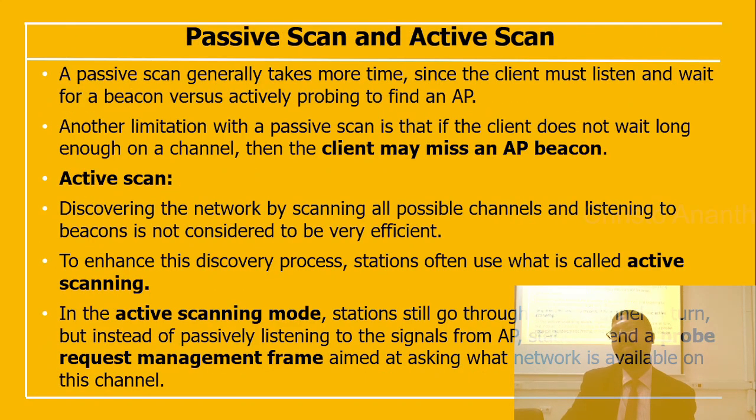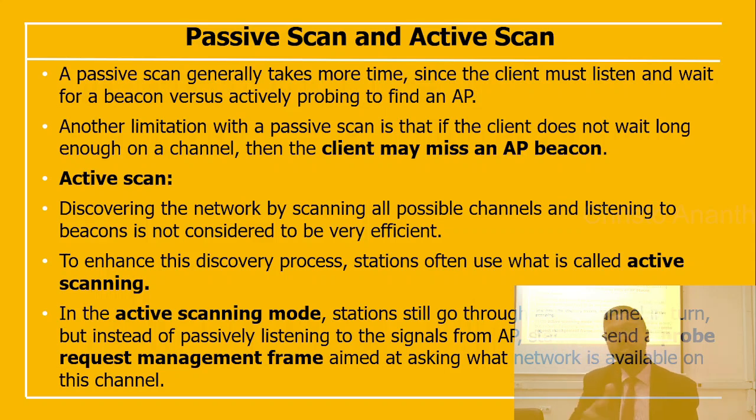Passive scanning generally takes more time because the client must listen and wait for the beacon, versus actively probing in order to find the access point. Another limitation of passive scan is that if the client does not wait long enough on a particular channel, the client might miss an access point beacon. Now, active scan. Discovering the network by scanning all the possible channels and listening to the beacons is not considered very efficient. In order to enhance this discovery process, stations often use active scanning.